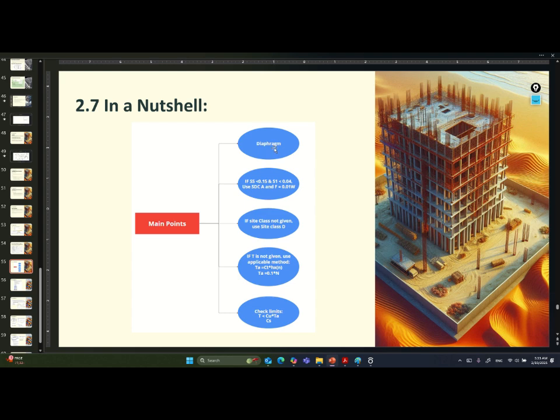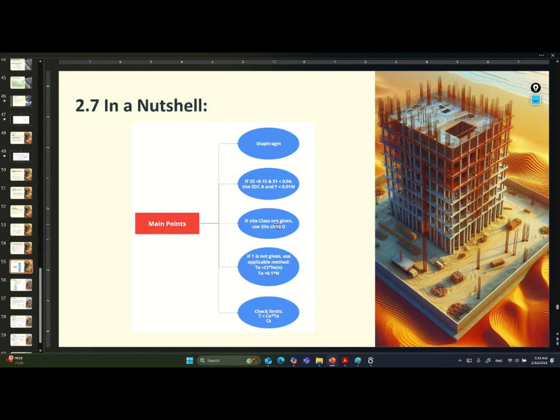Also, another important part: if you have an SS lesser than 0.15 and S1 lesser than 0.04, then you will have to consider seismic design category A. And the minimum force acting on it will be from chapter 1, as we told before: at least 1% of the own weight of the structure, of the dead weight. So if he gives you an example in the exam that this structure is seismic design category A, then at least the minimum base shear acting on it will be 1% of its own dead weight.